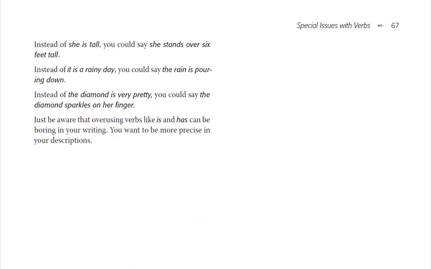Instead of saying "she is tall," you would say "she stands over 6 feet tall." Instead of saying "it is a rainy day," you would say "the rain is pouring down." Instead of "the diamond is very pretty," you would say "the diamond sparkles on her finger." Just be aware that overusing verbs like "is" or "has" can be boring in your writing. You want to be more precise in your descriptions.